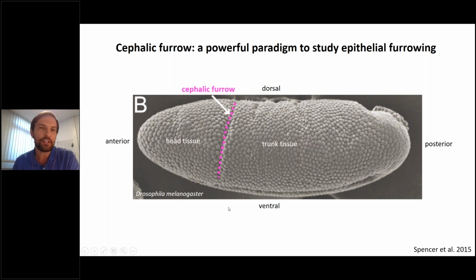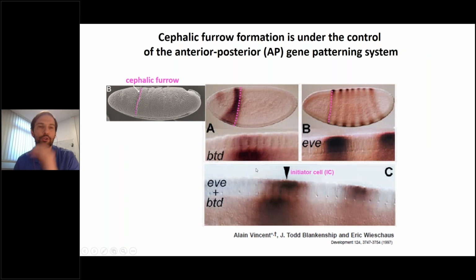This cephalic furrow is under the control of specific genes that have already been studied and unraveled in 1997. What is interesting to know is that the cephalic furrow forms in cells that are expressing genes called buttonhead and Eve. So it's where these two genes overlap that the cephalic furrow forms.